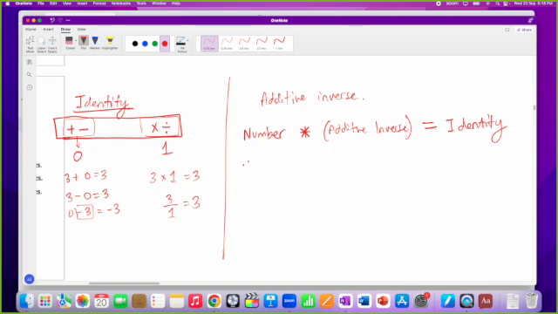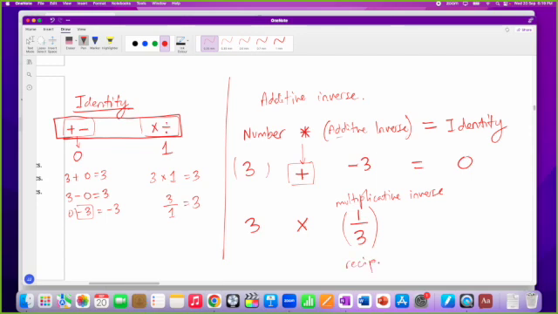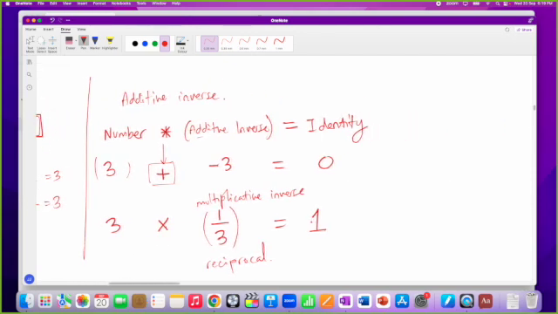So for example, if I have 3, the operation is a plus, and the additive inverse is the opposite of this number. So that would be minus 3. I will get the identity for addition, which is 0. If I had 3 multiplied by a third, this will be the inverse or the reciprocal. So this one is the additive inverse. This one here you can say is the multiplicative inverse, also known as the reciprocal. So the multiplicative inverse or the reciprocal will give you the identity, which is 1. So you have the inverses of a number.